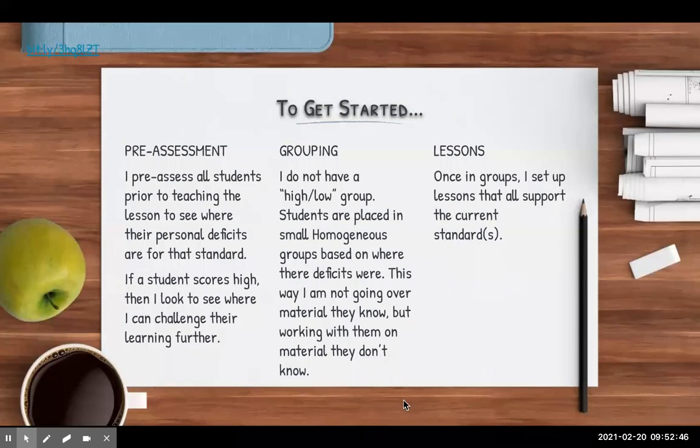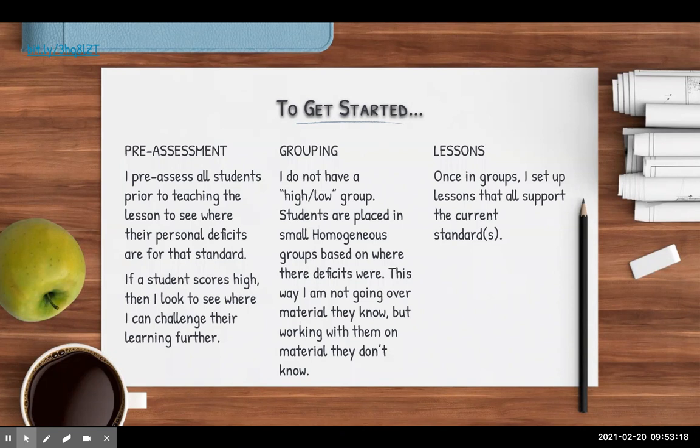So to get started, the first thing I do is I take all of my students and I pre-assess them. For the pre-assessment, I use something fun, like Quizizz or Quizlet or Kahoot. Now, they are taking this completely blind. They are not exposed to this at all prior, unless they learned it in the previous year. And that allows me really quickly to see what I need to teach.